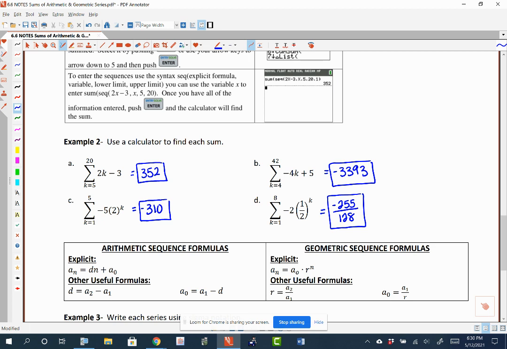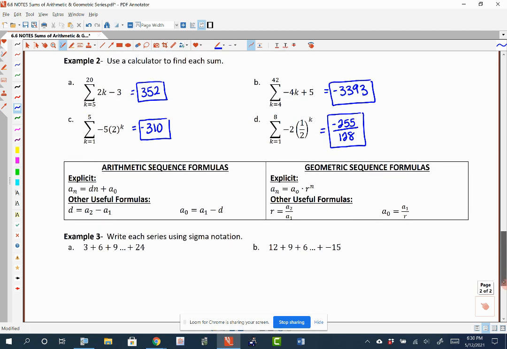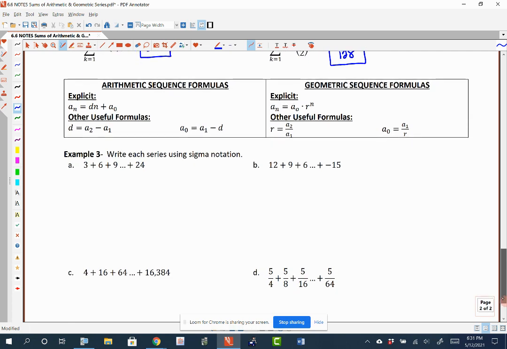So part of your assignment, I want you to be able to write these out by hand. And then part of your assignment, I want you to be able to use your calculator. So that'll be a nice section. The last thing that we're going to do is we're going to practice writing our own summation.